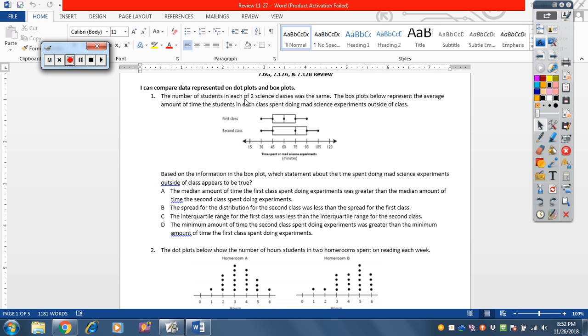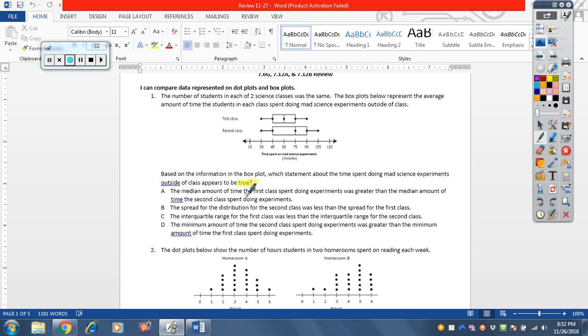Okay, it says the number of students in each of 2 science classes was the same. The box plot below represents the average amount of time students spent in each class doing mad science experiments outside of class. So I guess if they're mad, they're crazy. Science experiments. Based on the information in the box plot, which statement about the time spent doing mad science experiments outside of class appears to be true? So we're looking for true here.